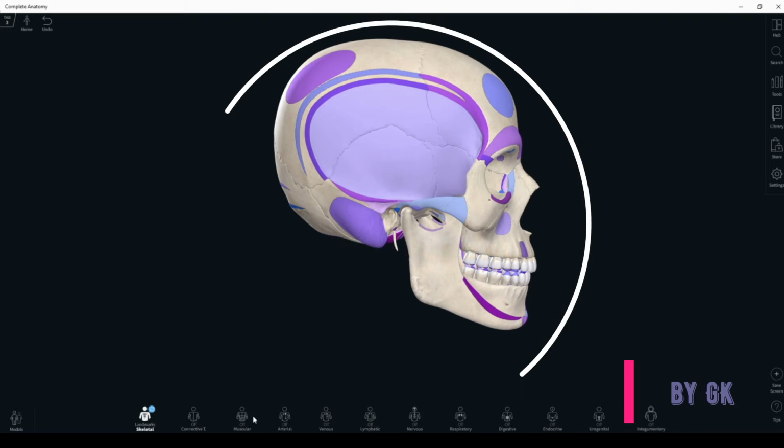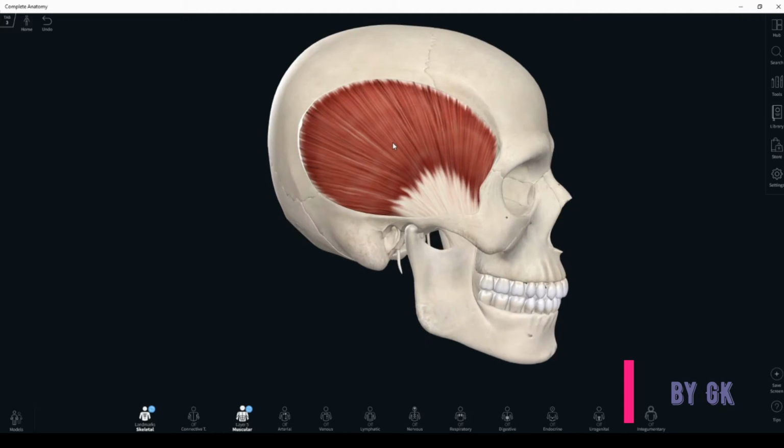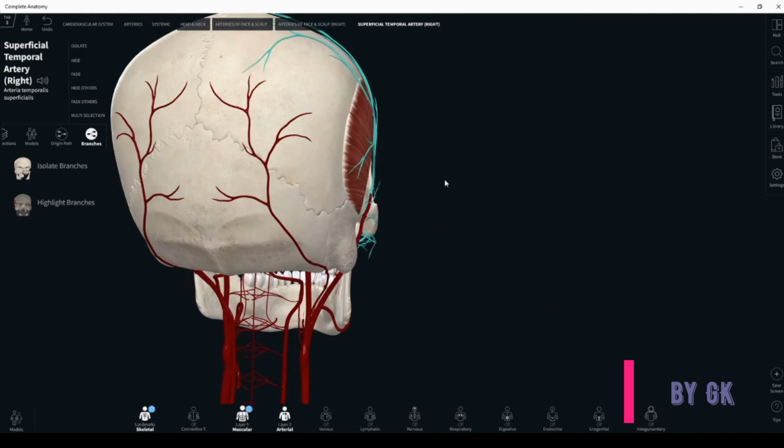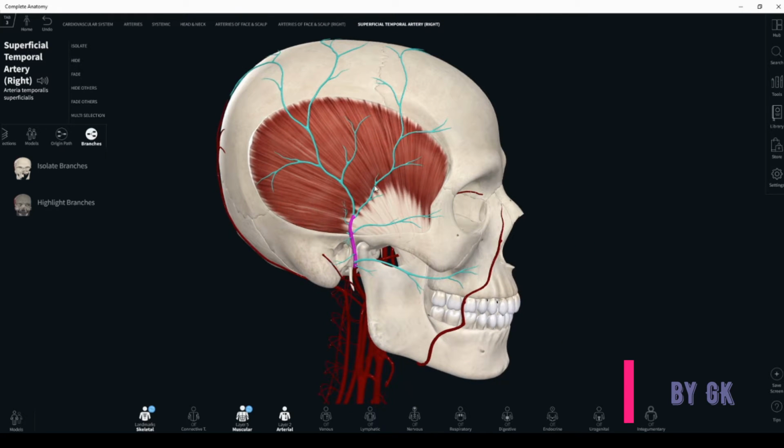The content of the temporal fossa: in the temporal fossa is located the temporal muscle, which you can see here, and the superficial temporal artery with its branches.